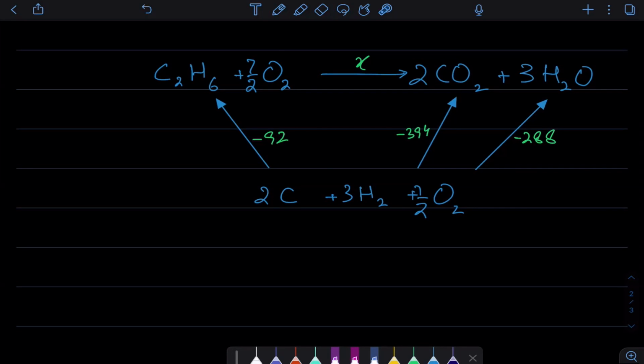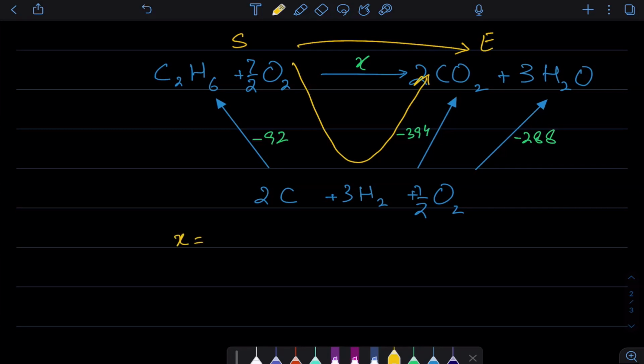Sir, is it minus 590? I think it should be 1560. अभी देखते हैं. So let's say my starting point is this and my ending point is this. I'm keeping things simple. So this is my direct path and this is my indirect path. So for direct path, it is x. For indirect path is minus 92 plus 2 times minus 394.